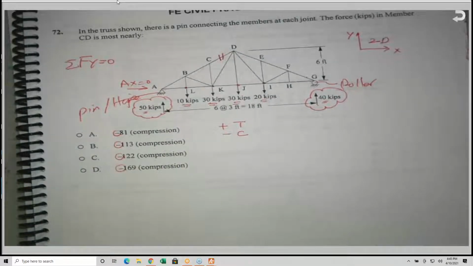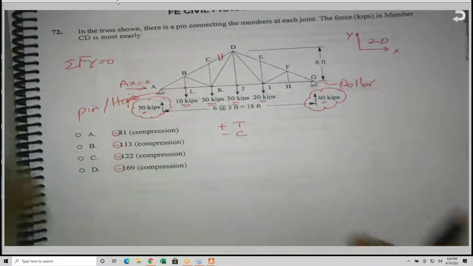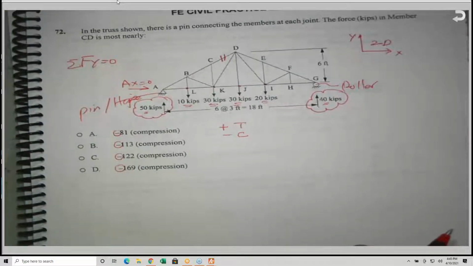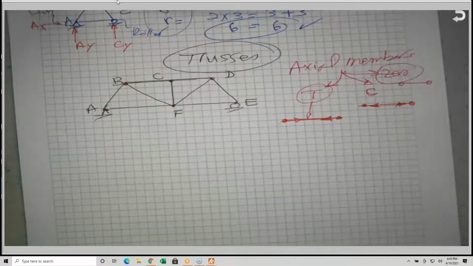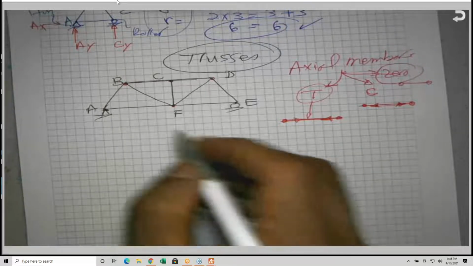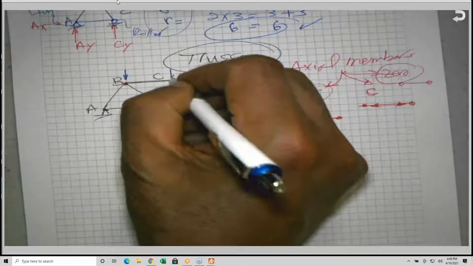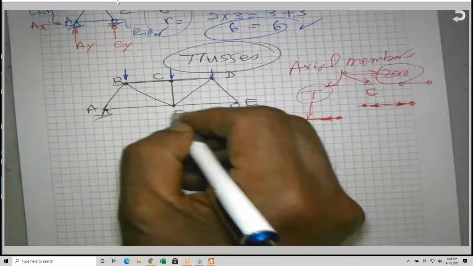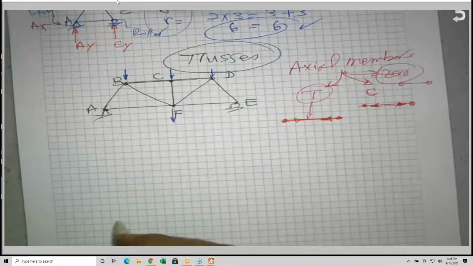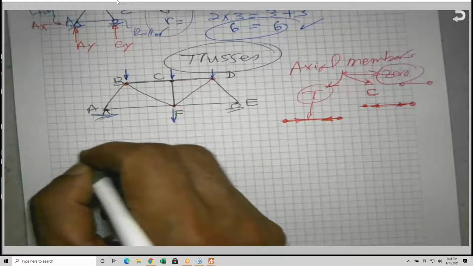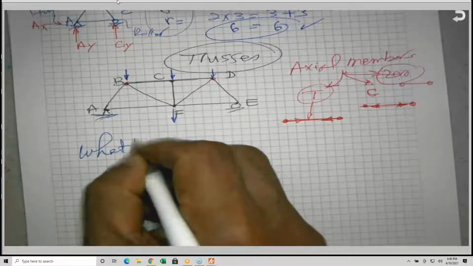And for trusses, what you might see on the exam, it will give you a truss like the one given with some kind of loads, with the loading only at the joints. Okay, so we need to know what we are looking for, what to find.